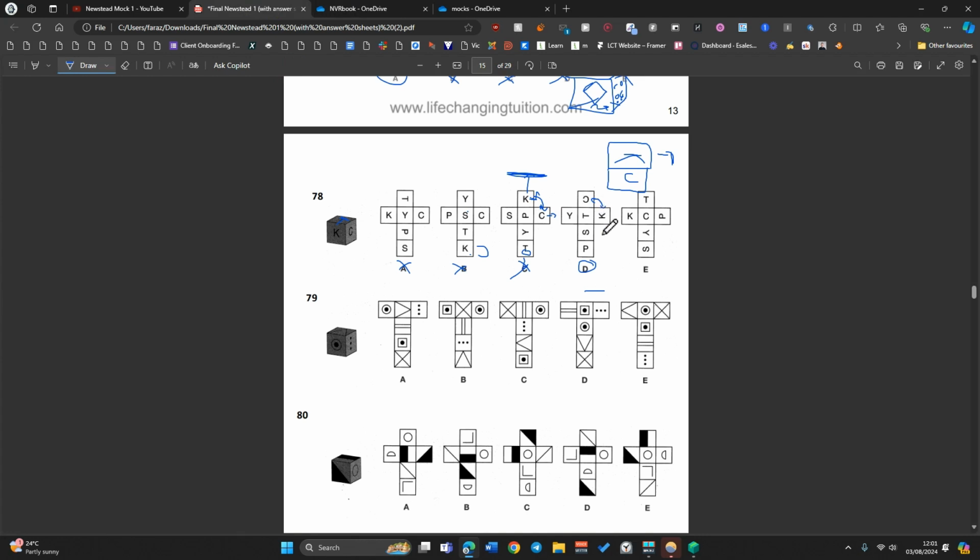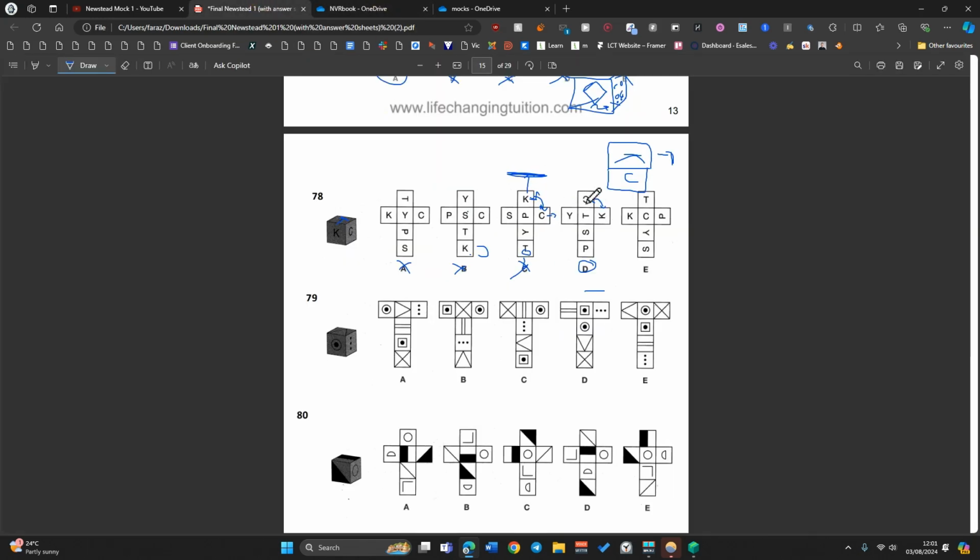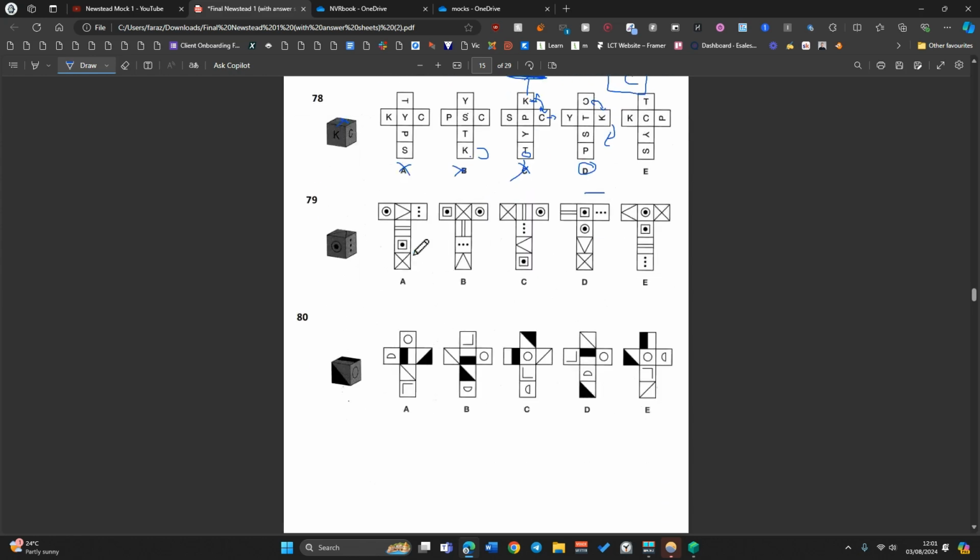Now, even if you're imagining folding it upwards, like it does in this book, it will still end up with the same result. But I prefer to imagine it folding downwards, right? And that makes it just a bit easier, so you don't have to imagine the back of the cube.